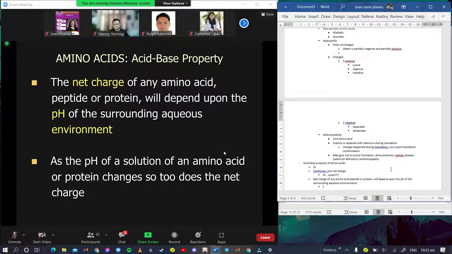We are always referring to the environment in the body, which is pH 7.4. That is why they will carry a negative charge or a positive charge: aspartate and glutamate are negative, and histidine, lysine, and arginine are positive.